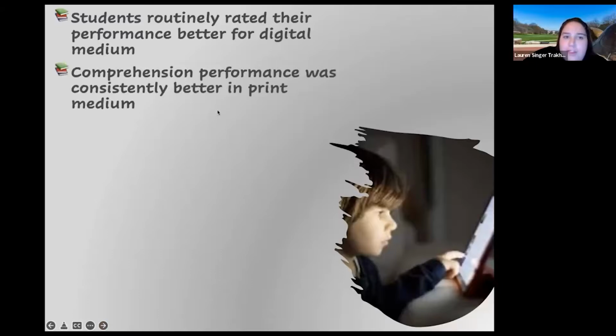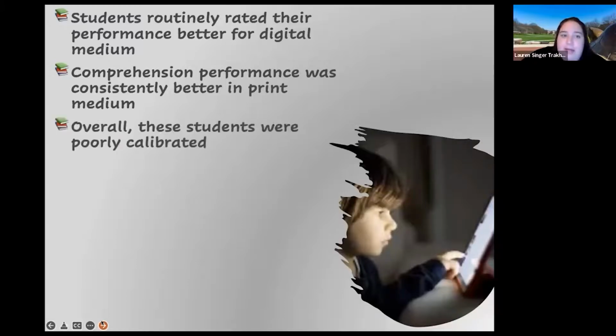Next is that comprehension performance was consistently better in the print medium. We tried different text types, different text lengths. Again, order, we changed up everything, but no matter what, comprehension was better in the print medium. Again, at this point, no surprise, and I'm sure a lot of you who are in the classroom every day are like, I know. Students are poorly calibrated. They do not know what they don't know.